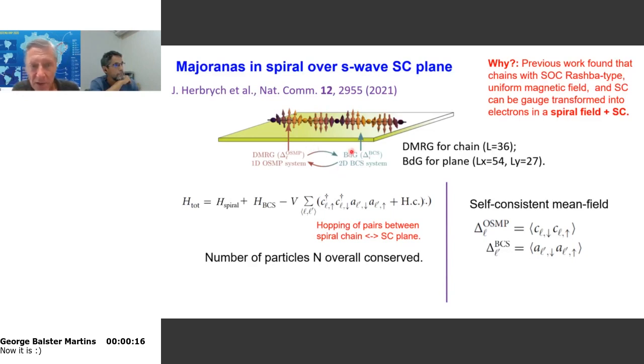So we did a self-consistent calculation, and we allow only for pairs to jump back and forth. The c and a operators are both fermionic. The c corresponds to the chain, the a corresponds to the plane, so they jump in pairs. The overall number of particles is conserved. And we use a self-consistent approximation to handle that. So it is exact within the chain and self-consistent with respect to the movement back and forth and the actual plane. So that was the technicality. It was a big effort.